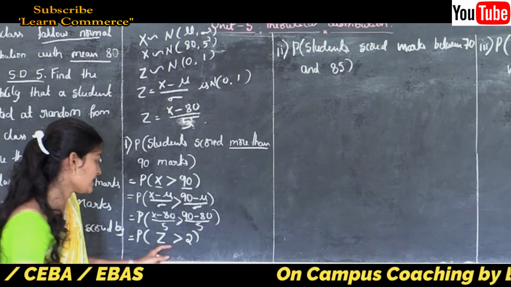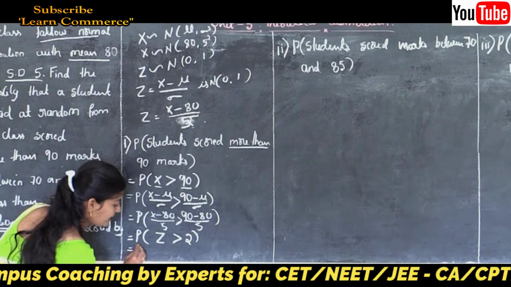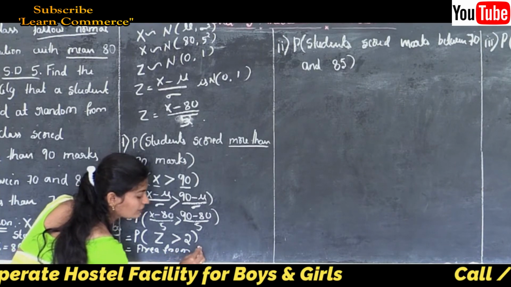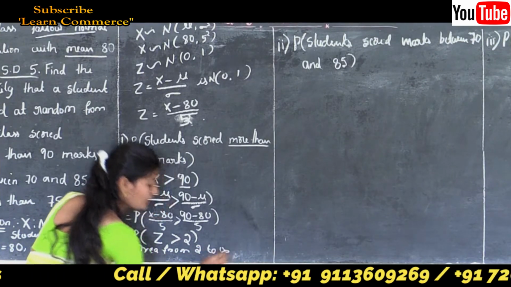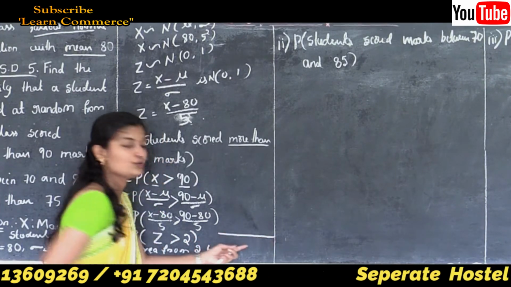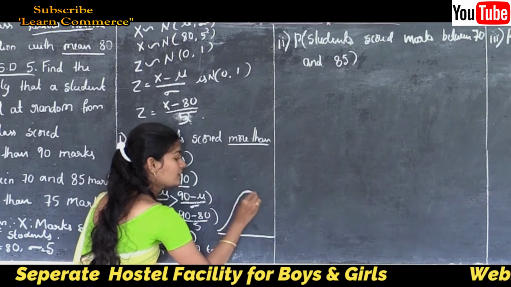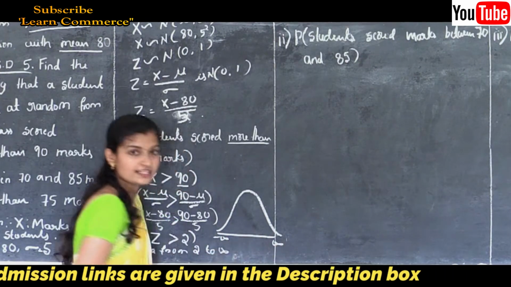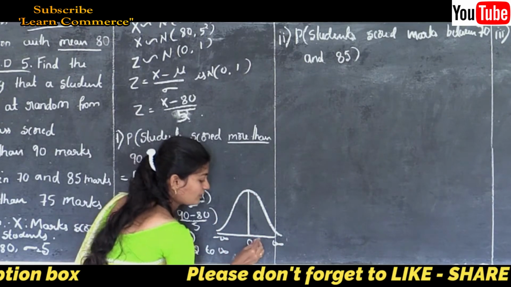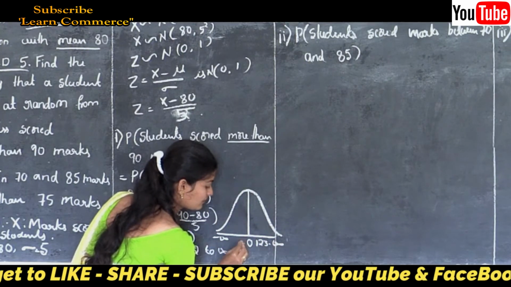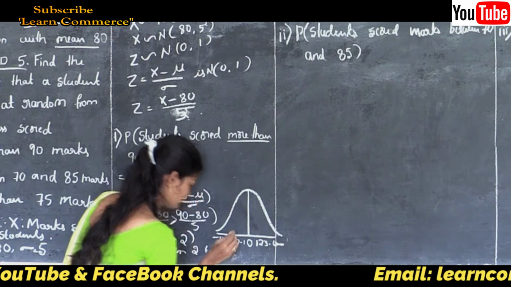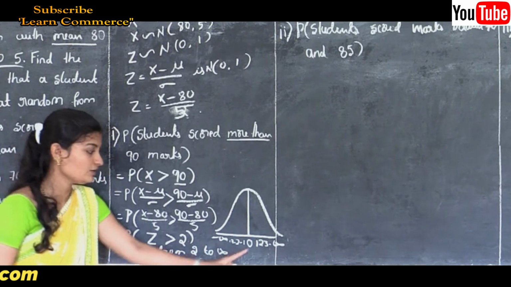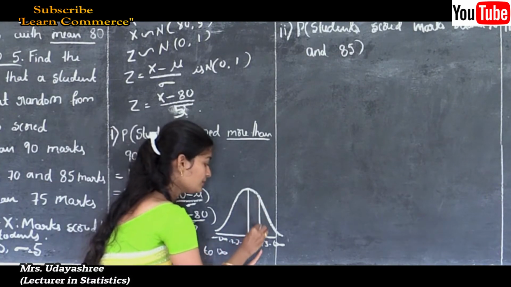The sign is greater than, so we can write it as the area from 2 to infinity. Now let's see this area using the standard normal curve. The standard normal curve is like this. The range of the standard normal curve is minus infinity to plus infinity, and it is symmetric about 0. Now see the area from 2 to infinity. 2 is a positive value, so the area is from here to here.